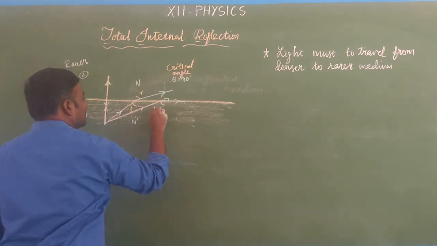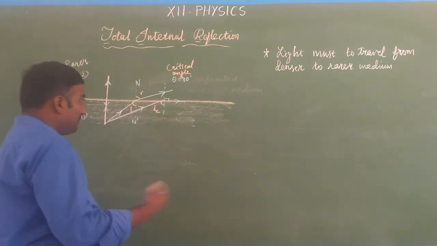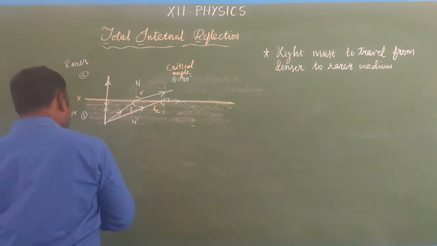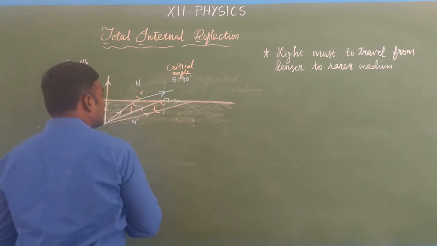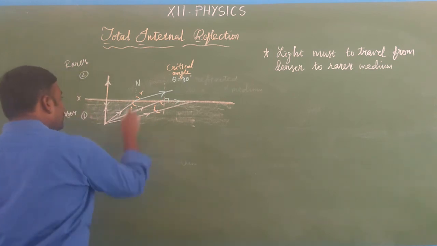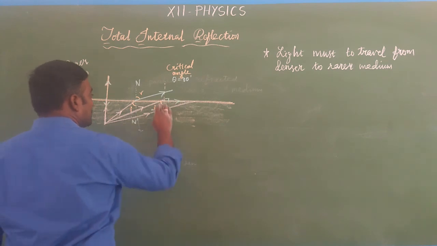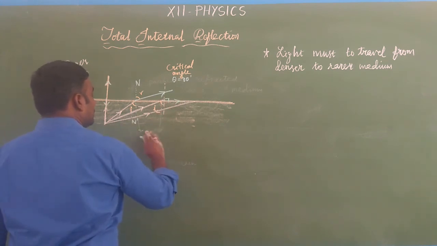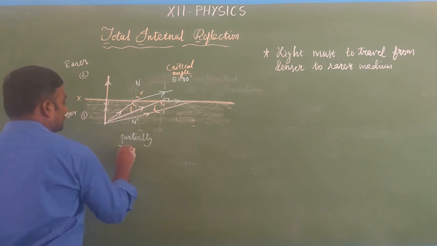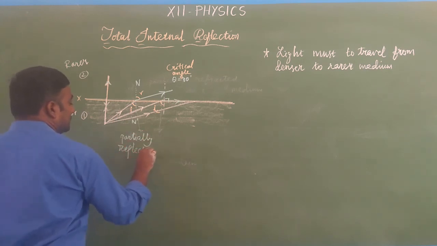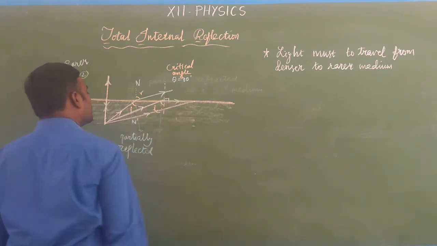So this is the angle of incidence for the critical angle. But if you still increase the angle of incidence, until this case, most of the rays are partially reflected, but in this case it won't refract. This is the partially reflected ray. But for a particular angle of incidence, the refracted angle becomes 90 degrees, which is called the critical angle.